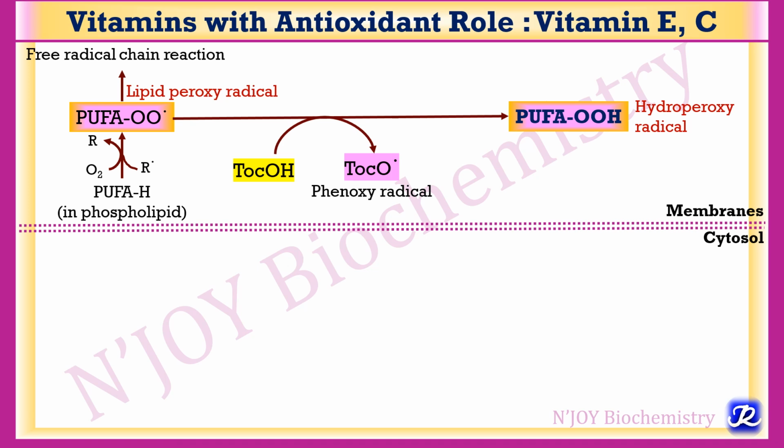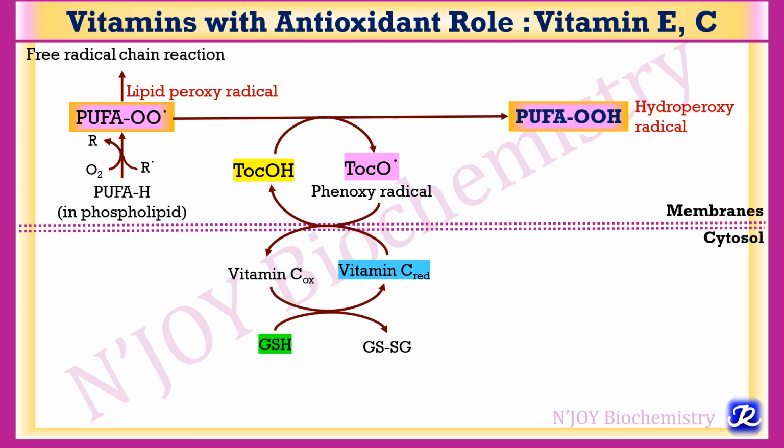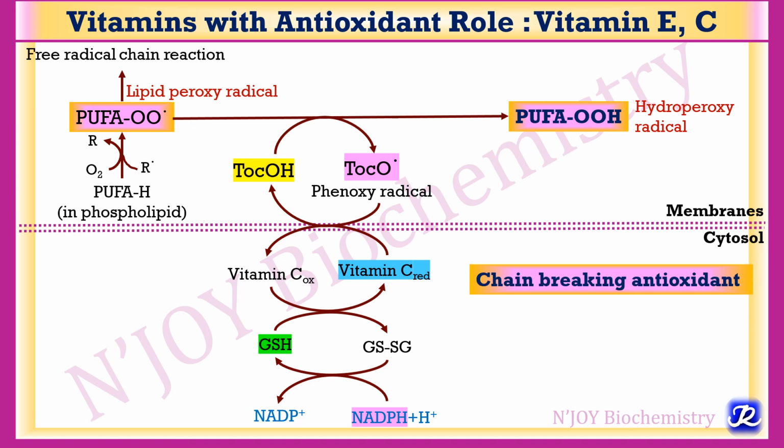of lipid peroxidation. Now, how does vitamin C help here? So this vitamin C in the reduced form is converted into its oxidized form, and it helps this vitamin E to come back to its original reduced form, so that again it can act as an antioxidant by breaking the chain of lipid peroxidation. So vitamin C is required here. So along with vitamin E, vitamin C also acts as an antioxidant, and it is also involved in the chain breaking antioxidant role. And there is a role of glutathione and NADPH to bring back this vitamin C in the reduced form. So vitamin E is the chain breaking antioxidant.